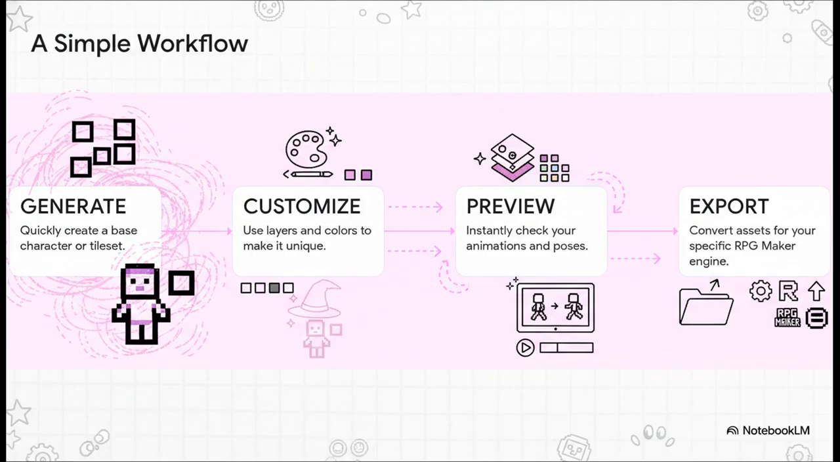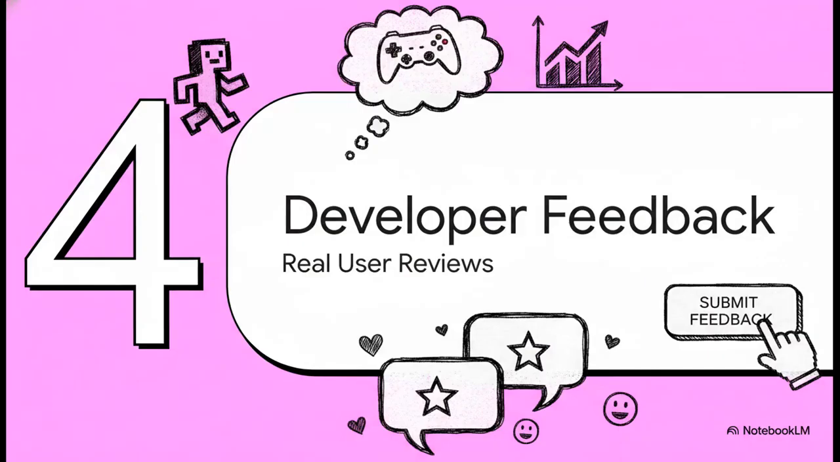So, when you put it all together, the whole process is just brilliantly simple. You generate a base character. You customize it with layers and colors to match your vision. You preview the animation in real time, and then you export it directly for your engine. It's basically the shortest, straightest line you can draw from idea to in-game asset. The features sound great on paper, but the real test is always what actual developers think after using it. So let's take a look at what the user reviews have to say.